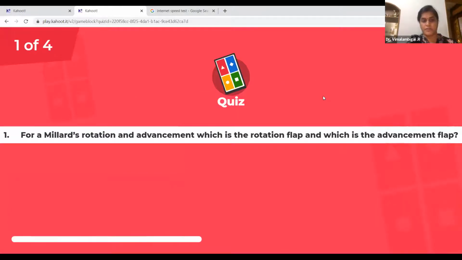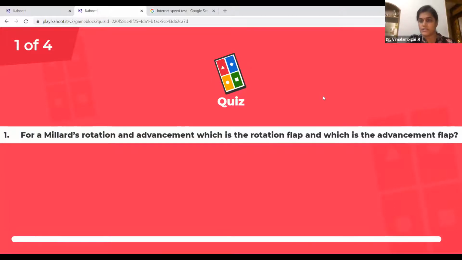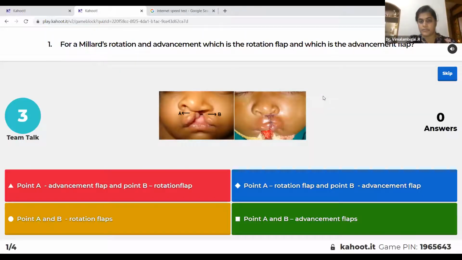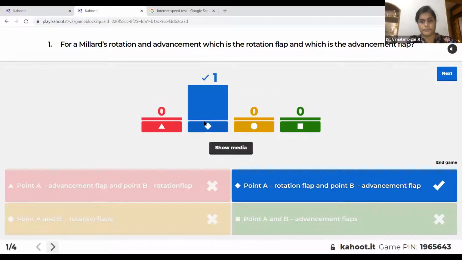For a Millard's rotation and advancement flap, which is the rotation flap and which is the advancement flap? I've given the diagram. We put 2 points, A and B. Now you have to tell me correctly whether point A is the rotation flap and point B is the advancement flap, or whatever choices there are. Yes, point A is the rotation flap and point B is the advancement flap. Correct. Next question.